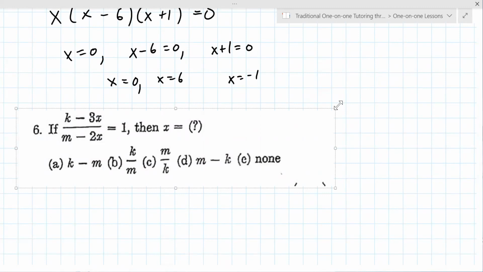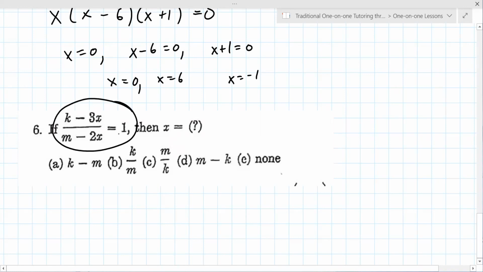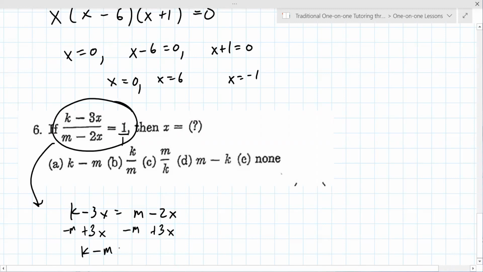So this one, you have to look at the answers to know what to do, because you're like, what do I do here? The answers basically say to solve this for x. Well, you gotta take this thing I circled and cross multiply here. So you get k minus 3x equals m minus 2x, and then you gotta solve for x. If you add 3x to both sides and you subtract m, you get k minus m equals x. And there's your answer. Oh, that's more than I thought it would be.